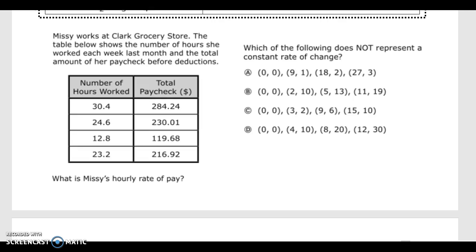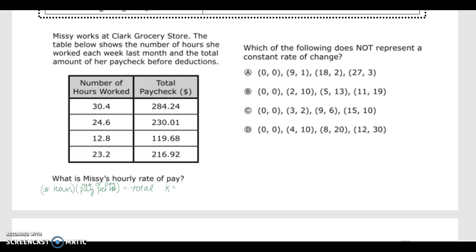So if we think logically about this, we know that you take the number of hours that she works times her pay per hour, or rate of pay, and that would give us her total. Okay? So the same way we know that she's making a constant amount per hour. It's not changing per hour. She's making the same amount of money per hour.